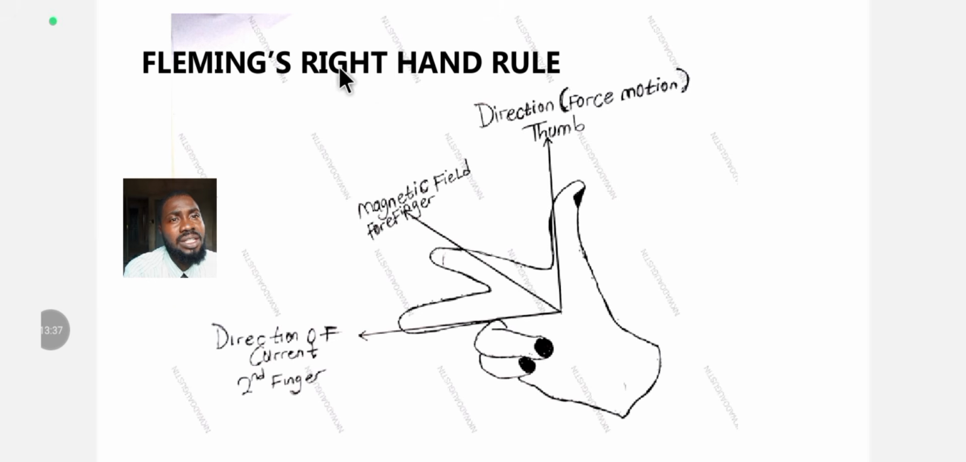This is Fleming's right hand rule. All right, you can see it. It's the right hand facing the right, just like this. Don't forget, it's like this. Fleming's what? Right hand rule.